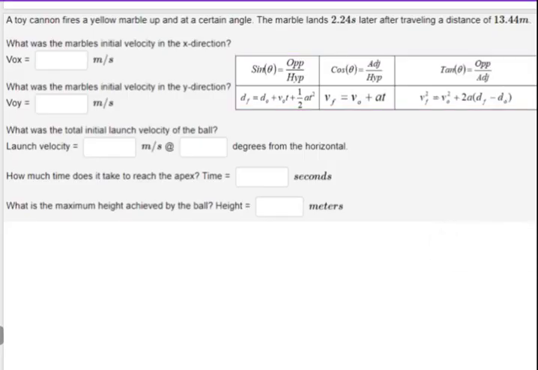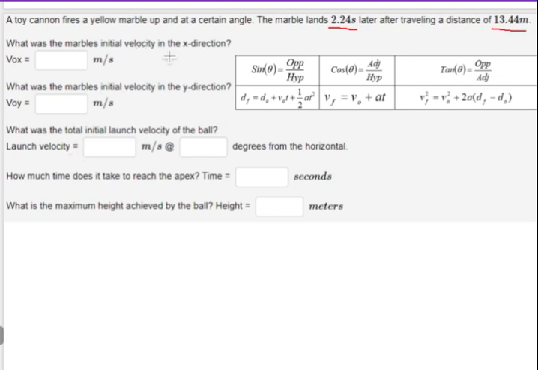All right, guys, let's go ahead and take a look at this next problem here. So this one says a toy cannon fires a yellow marble up and at a certain angle. The marble lands 2.24 seconds later after traveling a distance of 13.44 meters.